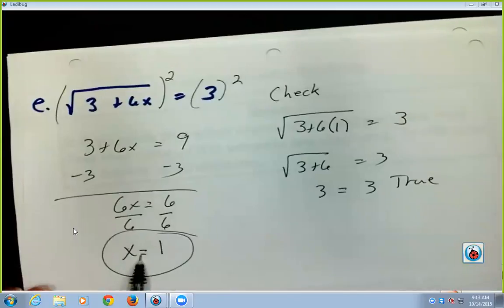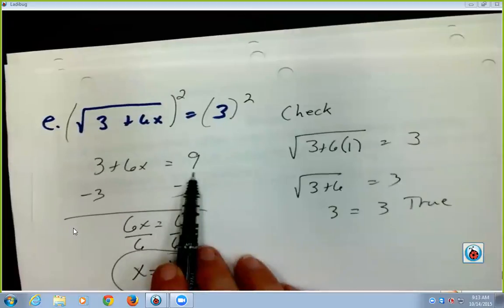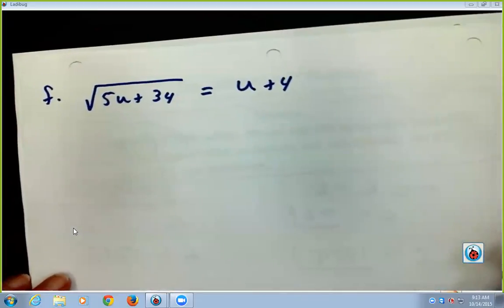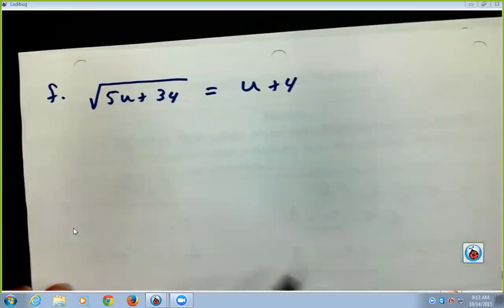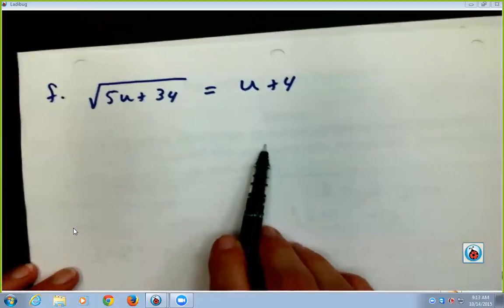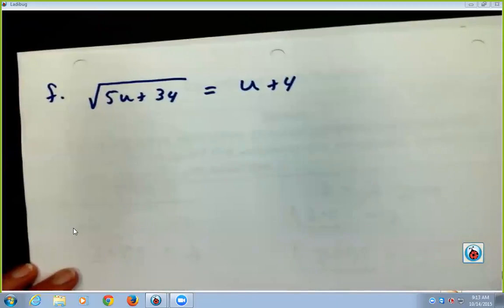Everybody get 1 on that one? Yeah. Most of your problems are probably more like this than they are of the long ones. This one is another long one. I'm just going to leave it here. I will go back in your notes and I will work it out for you. But again, we won't do it right at this point. So it's in there for you to work with.